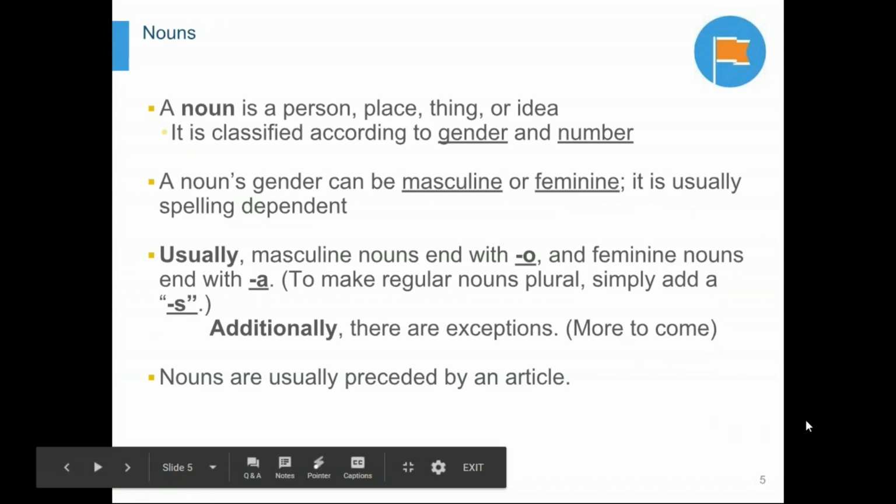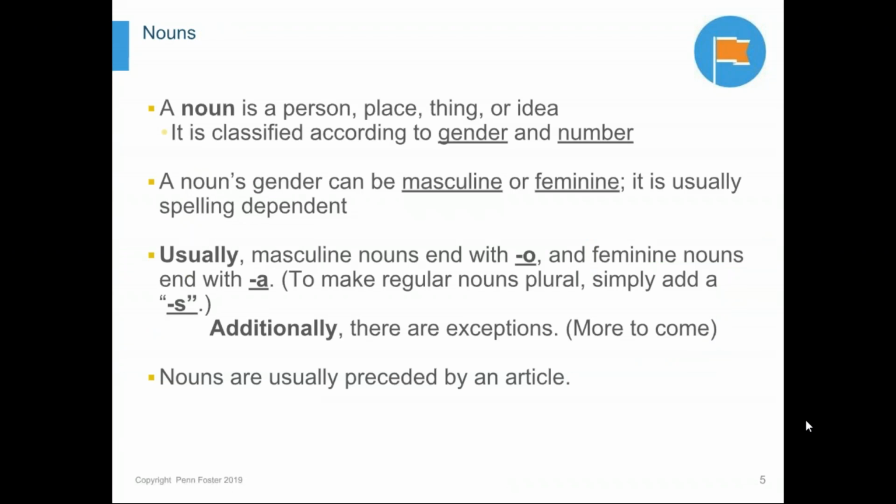Okay, so our first part of speech we're going to begin with will be a noun. As you can see on the slide, a noun is a person, a place, a thing, or idea. And in Spanish, nouns are classified due to gender and number. Nouns can be considered masculine or feminine, and that typically has to do with their spelling. More often than not, if a noun ends in O, it is considered masculine. If it ends in an A, it's considered feminine. And if you're trying to make that type of noun plural, you would just simply add the letter S.